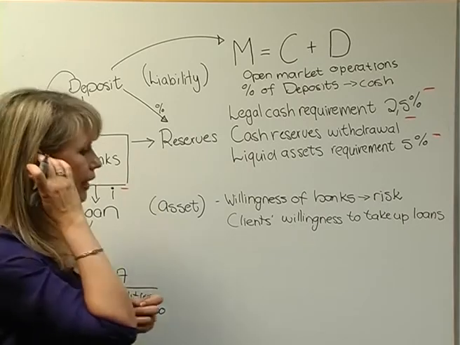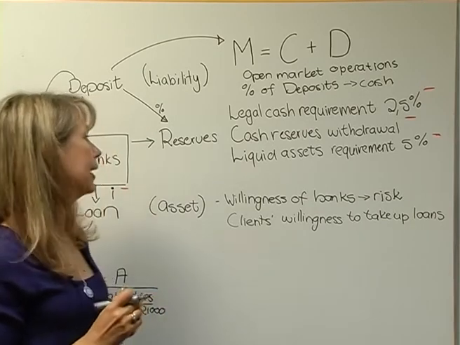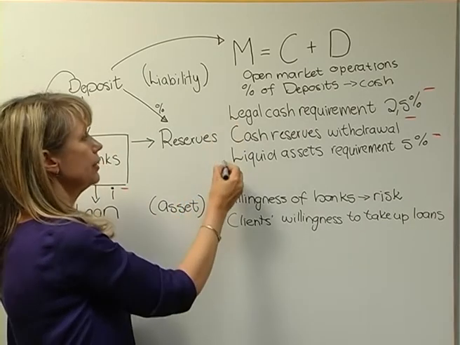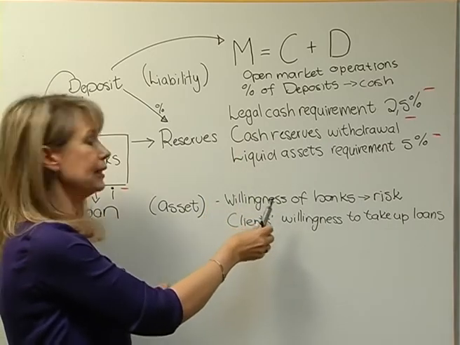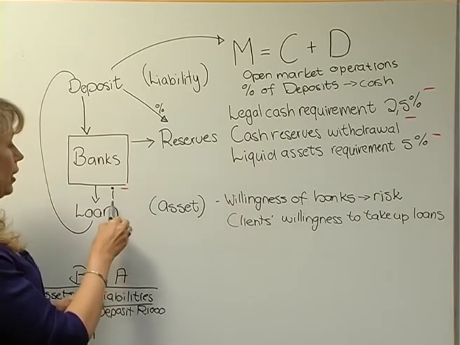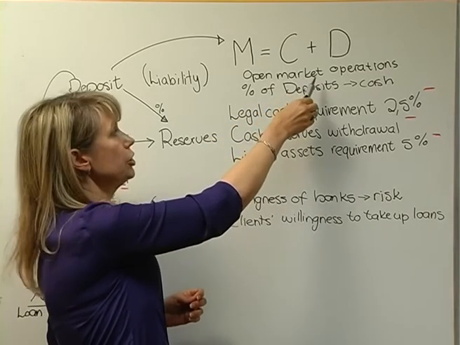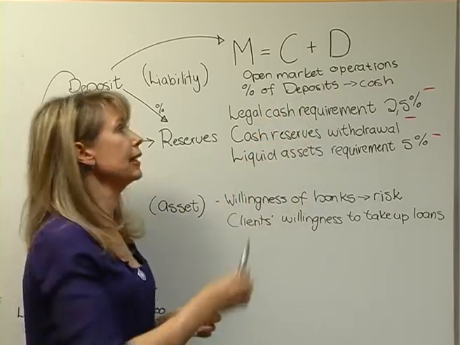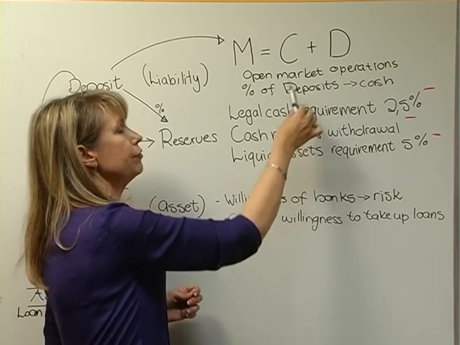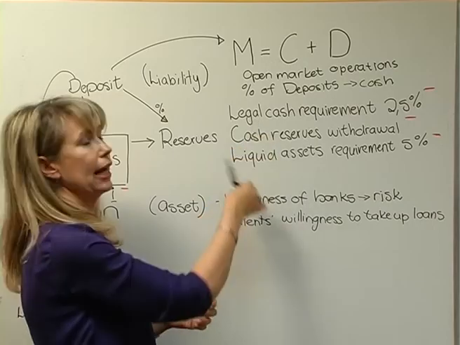So those are the factors that will affect the amount of money that banks can create: all the different reserve requirements, the risk behavior of banks as well as clients, the interest rate, open market operations, and the percentage of deposits that clients want to keep in cash, because those two will affect the amount of cash that banks have available to keep as reserves.